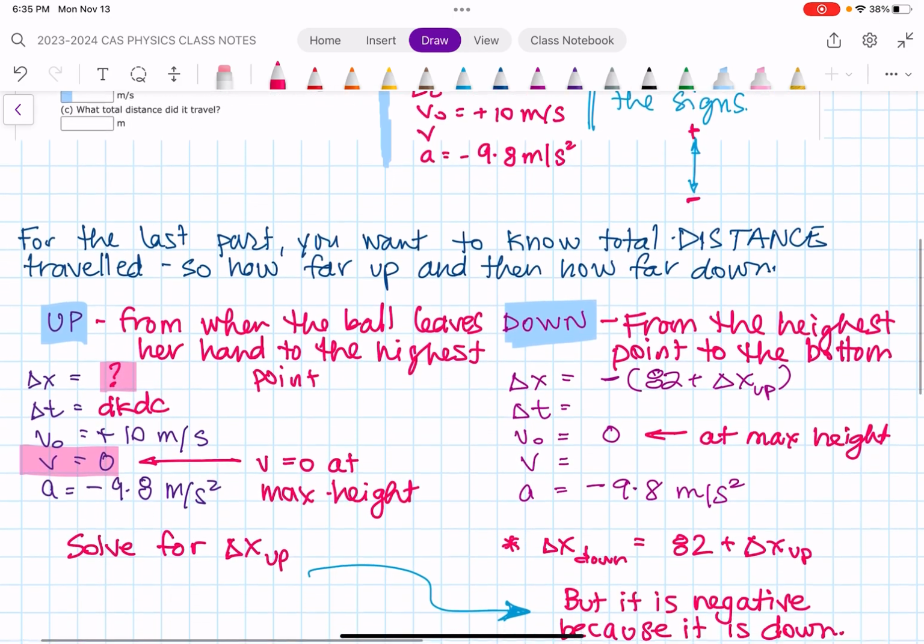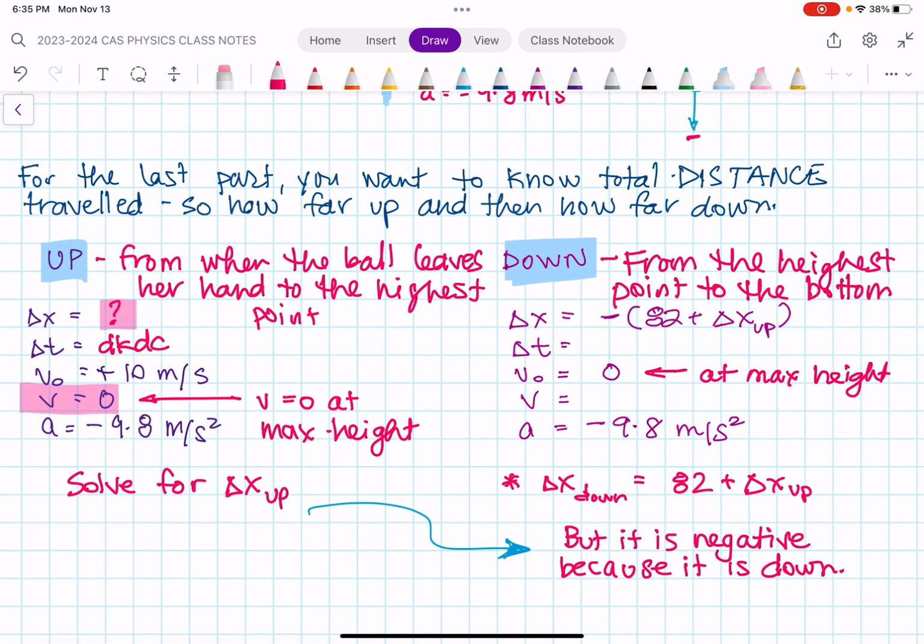Okay, so looking at it, when you think about up, from when the ball leaves her hand to the highest point, what we're saying here is that when it leaves her hand, it's going 10 meters per second up. So that's what the positive is for. And then at the very highest point, I've got it highlighted in pink, it's instantaneously at rest. So we do have these three pieces of information here. Its initial velocity is 10 up. Its final velocity at the very top is 0 for an instant, and its acceleration is negative 9.8.